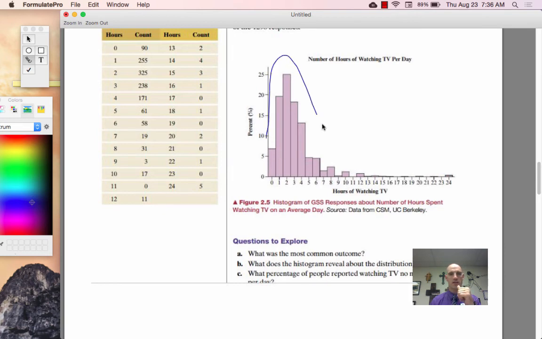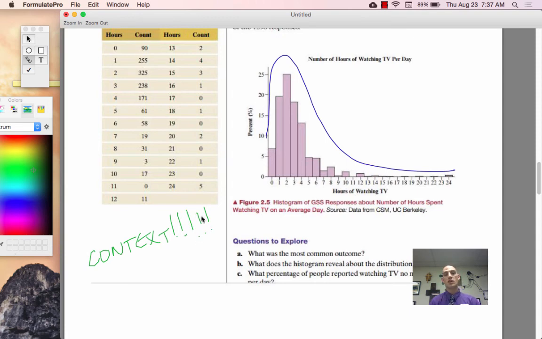So we notice that we've got a skewed right. So not a whole lot of people watching 24 hours a day of TV. Somebody said they did. I don't know what that means. But we've got most people kind of sitting around 2 hours. These generalizations are hugely important. And one of the things that we're going to talk about in this example is the importance of context.